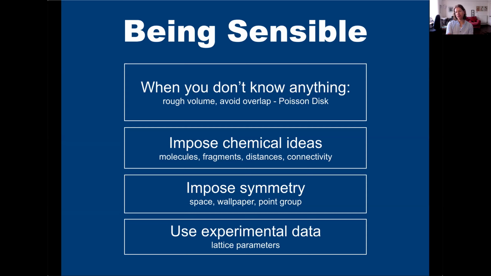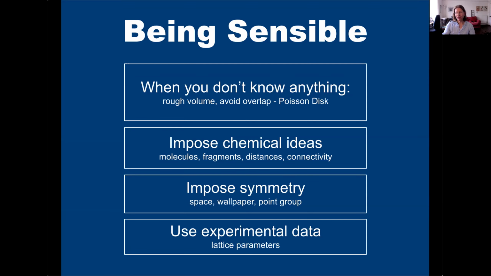So if you don't know anything, the straight random search is the thing to do. Still, don't put the atoms on top of each other, and probably you can set the rough volume without too much loss of generality. But once you start to learn more about your system, it can be a good idea to impose chemical ideas such as molecules, fragments, distances, and connectivity. The use of symmetry is very powerful as well.